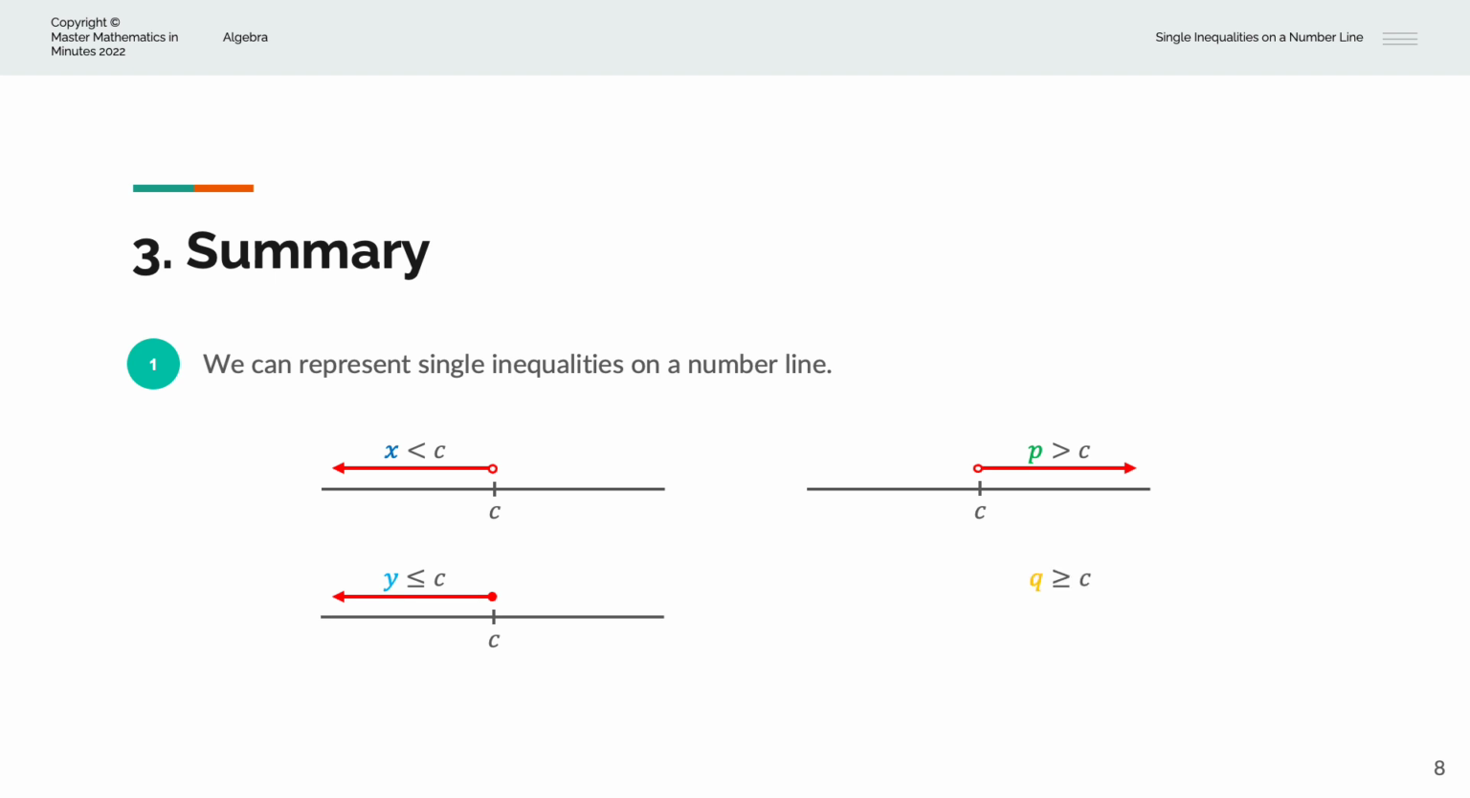And finally, with q being greater than or equal to c, we can label a number line with the constant c and a shaded circle because the inequality is greater than or equal to. And that explains why the arrow points to the right as well.